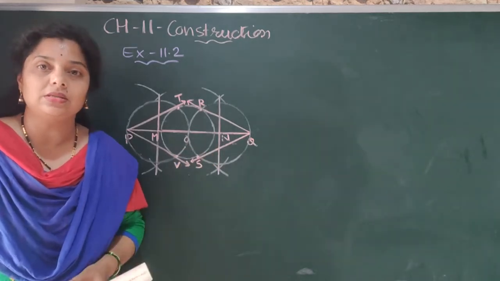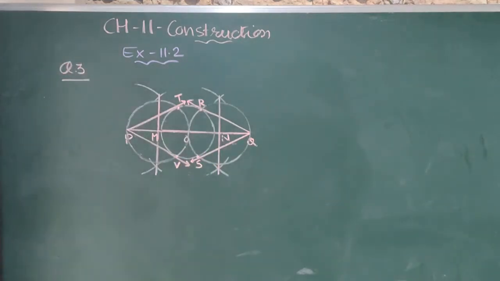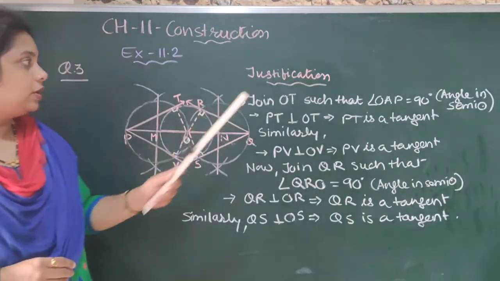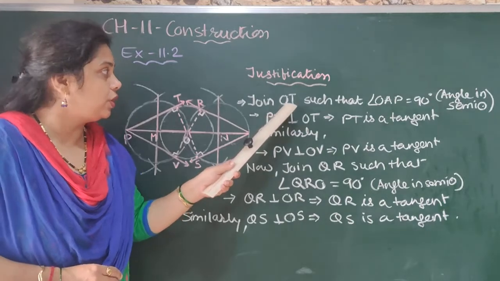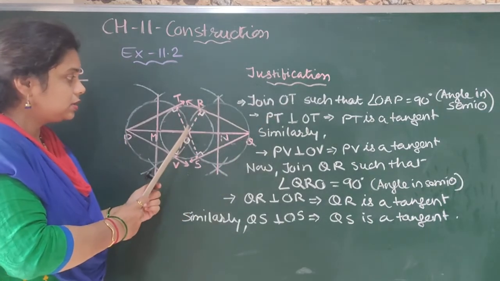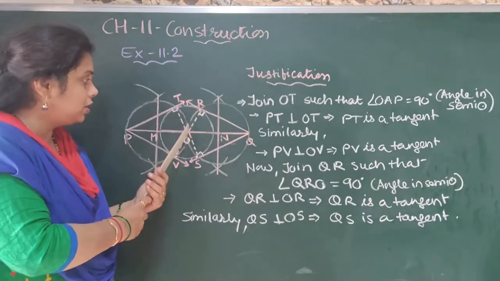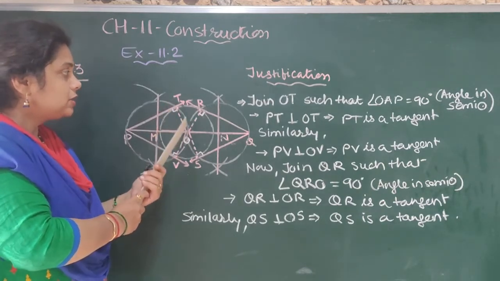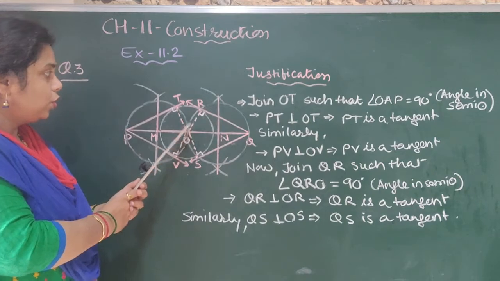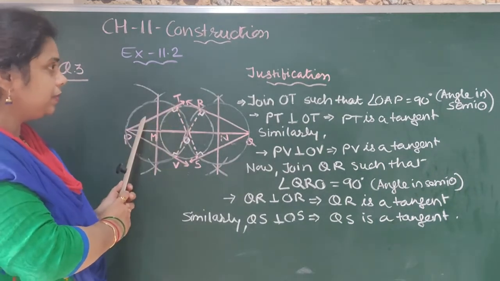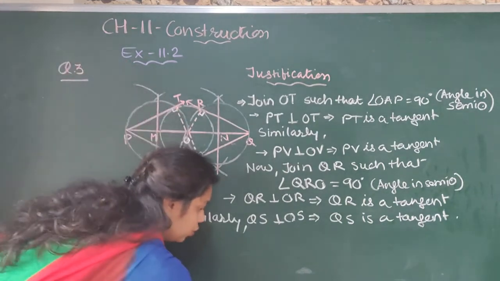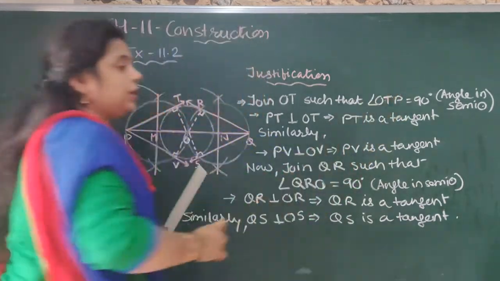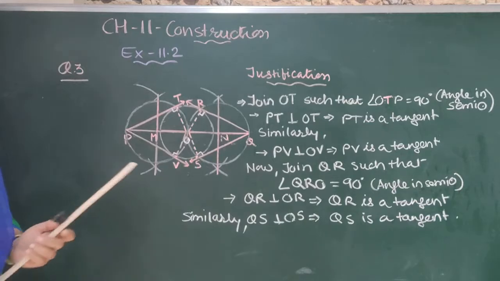Okay, now let's see the justification. In the justification, join OT. This is the center O of the original circle and this is the point of contact. So first join OT such that angle OTP is equal to 90 degrees.